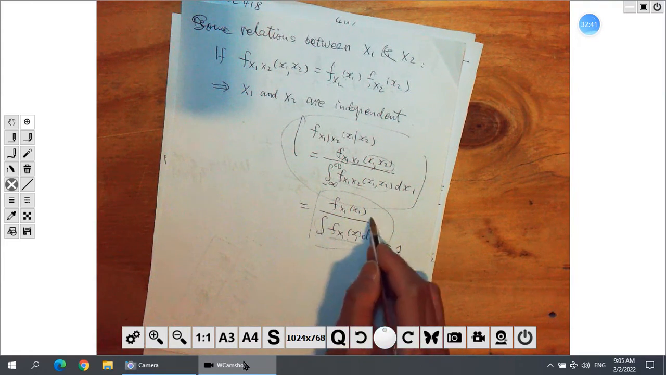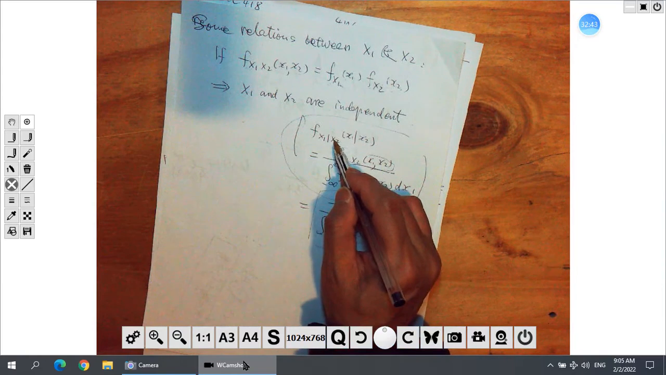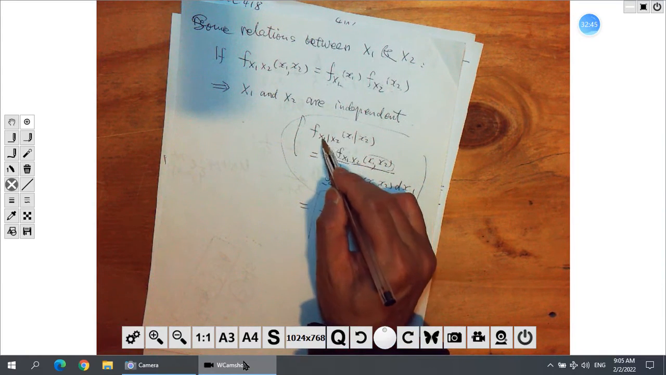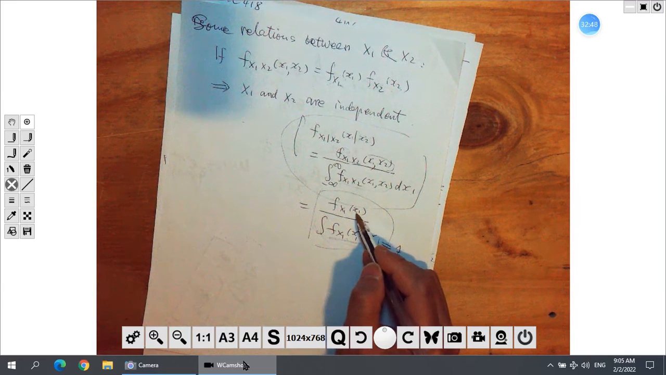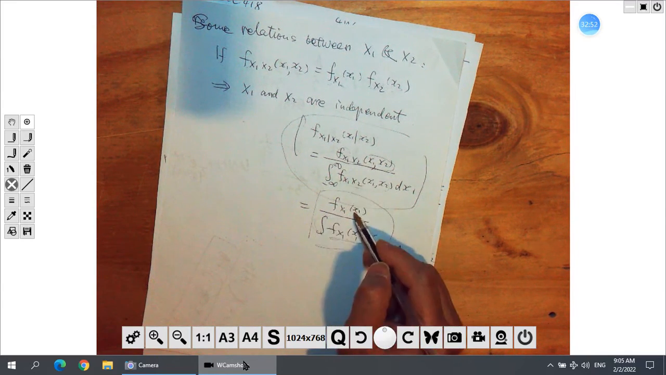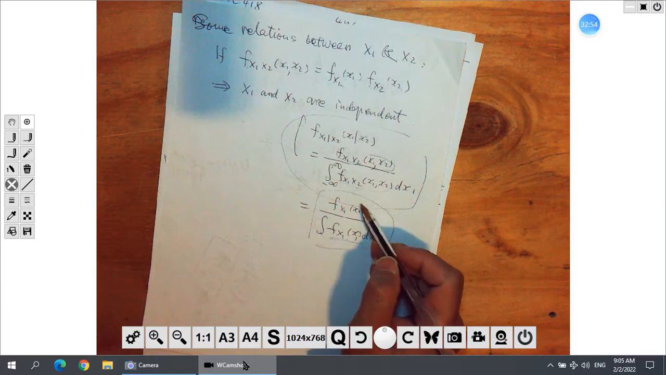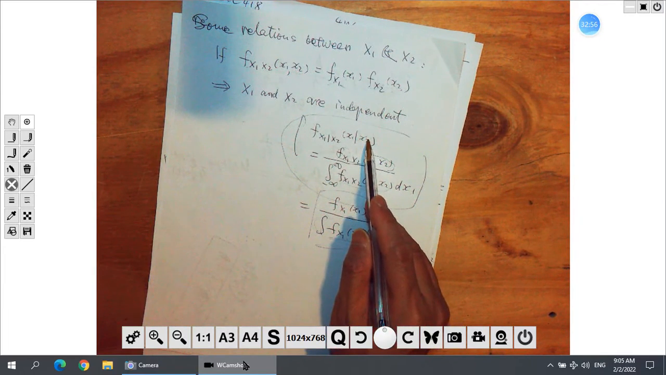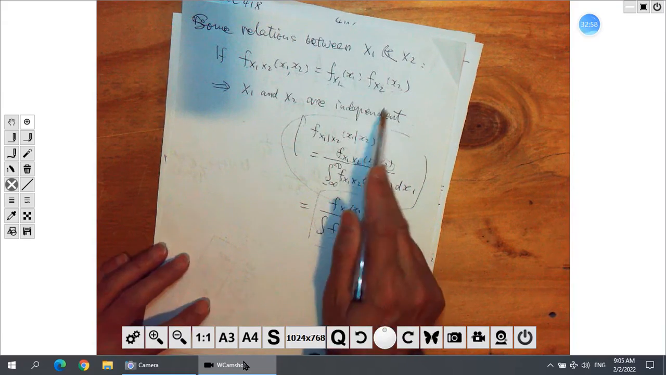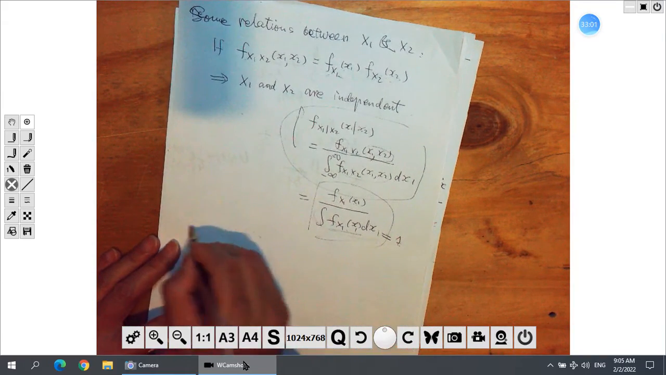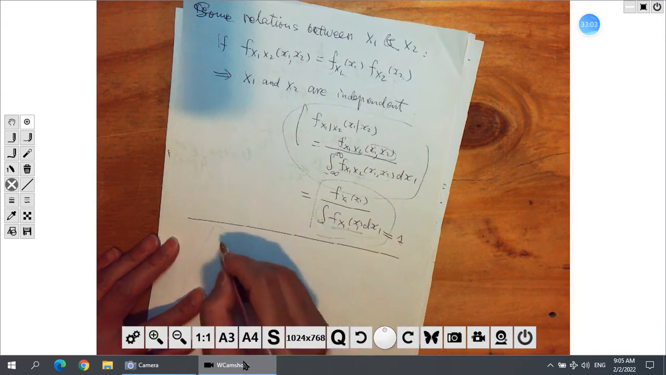So this is the conditional probability density on the condition x2, and this is just the probability density function itself. They are the same. So whether you have the condition on x2 or not doesn't matter. This is independent, right?